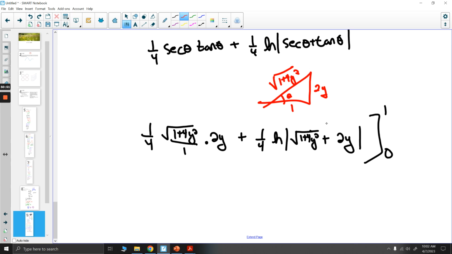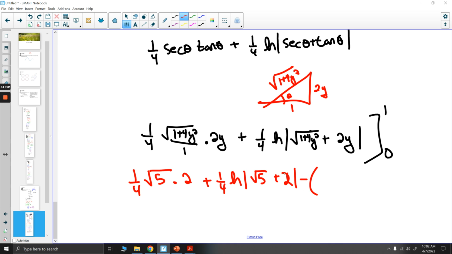I hate to screw up here. 1 into here for y. That's 1/4 times the square root of 5 times 2 plus 1/4 times natural log of square root of 5 plus 2, excuse me. There we go. That would have been a bad one. Minus. Okay, now let's do it again for 0.